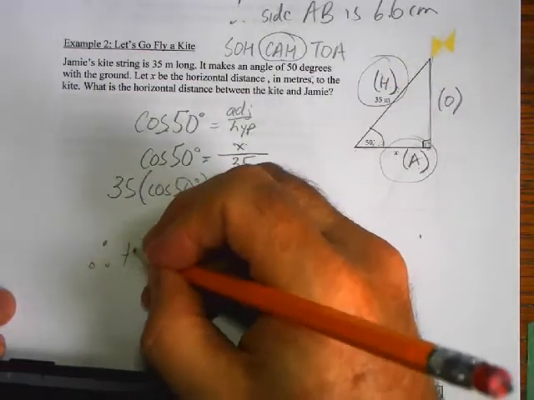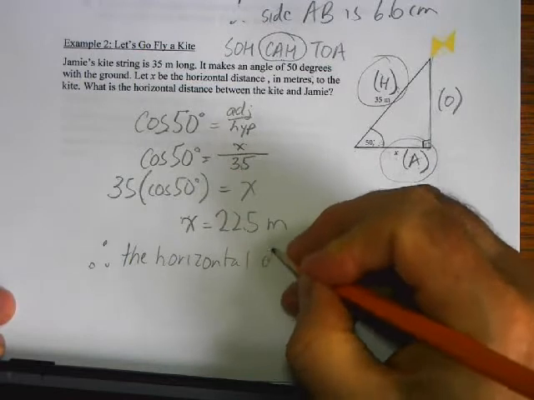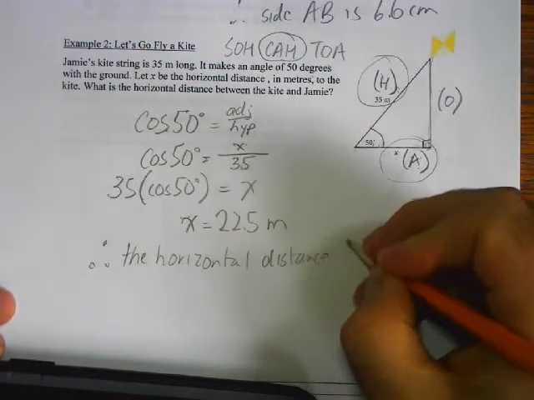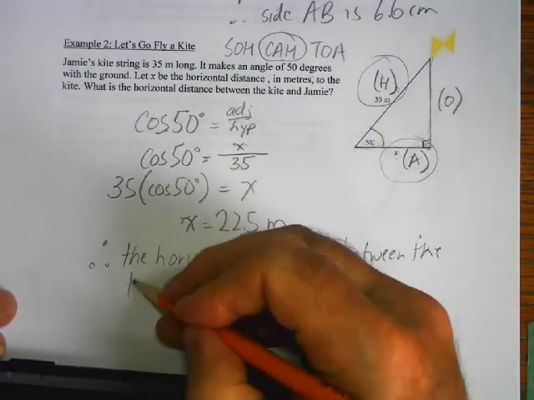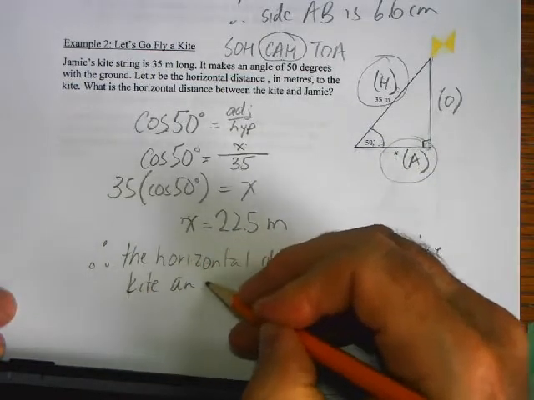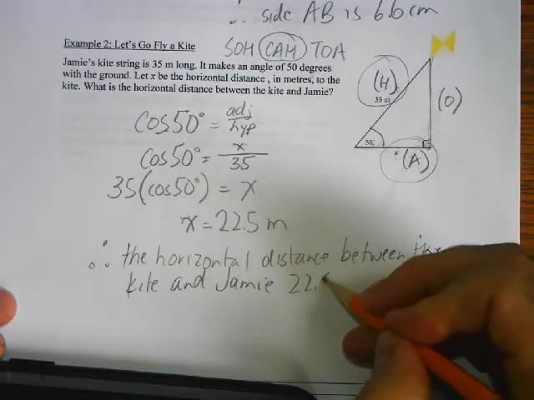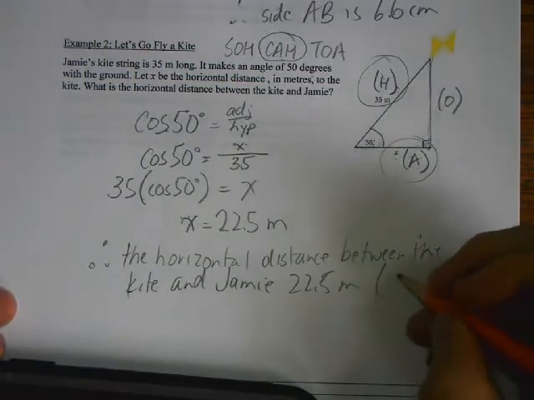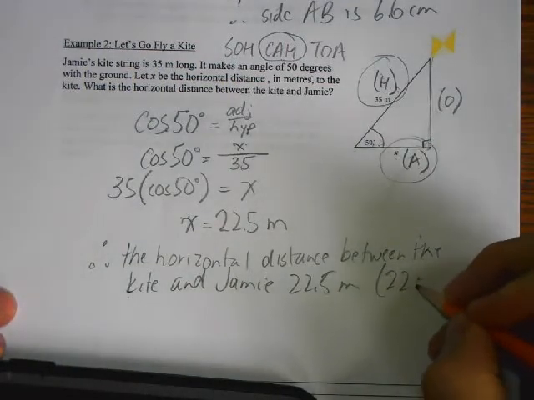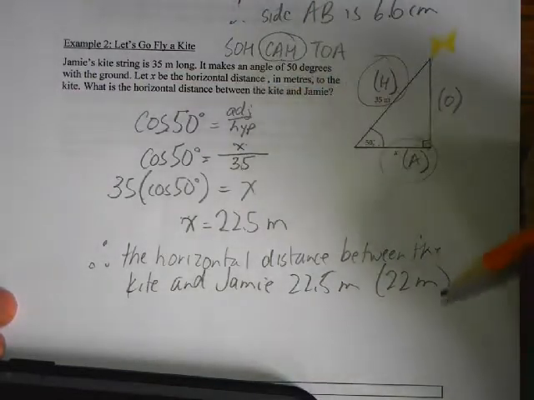Therefore, the horizontal distance between the kite and Jamie is 22.5 meters, and just so I don't lose rounding marks, I might say 22 meters if you want to be picky with the rounding up here.